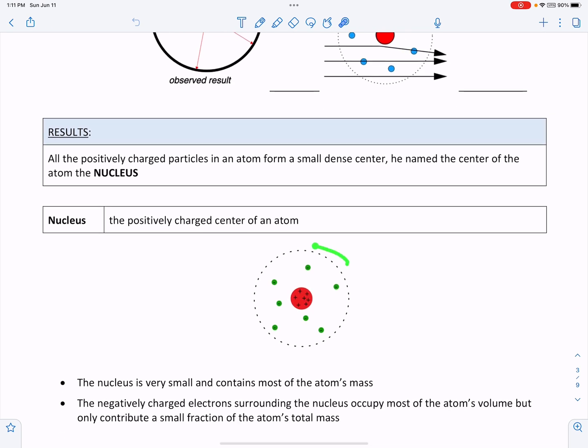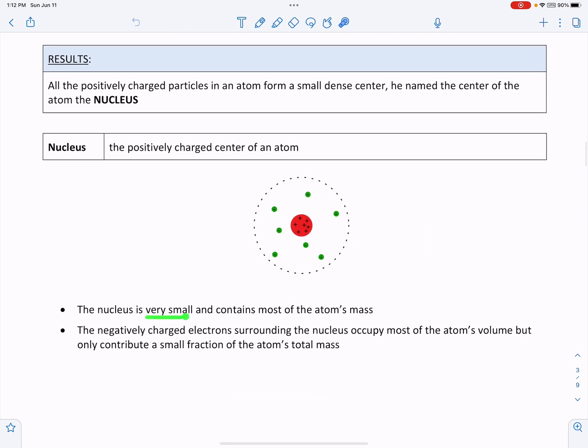So here's a model of an atom, and it still needs some work, because remember, after Bohr, there were still more discoveries that clarified this. But what we discovered in the gold foil experiment is that all of the positive charge exists in a tiny dense area called the nucleus. The nucleus is very small and contains most of the atom's mass.